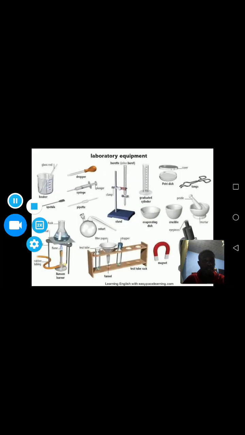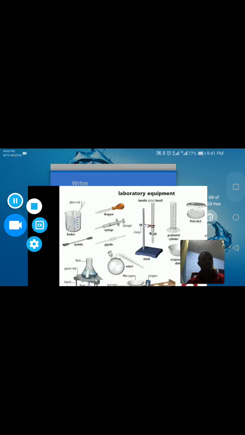So you can look at the screen very well there. You can just spot it out. You can see there a beaker. It has measurement, so it is being used to carry out measuring, to measure solution in the laboratory.